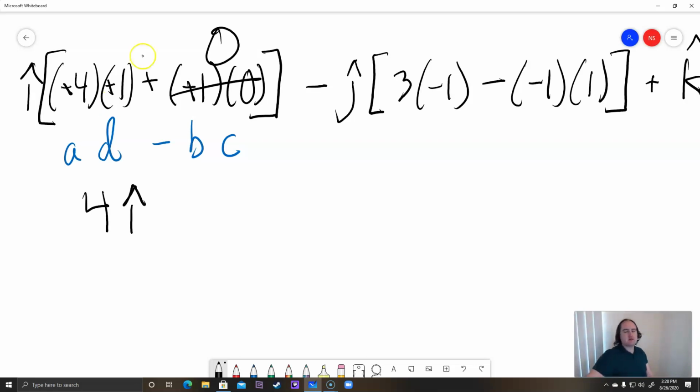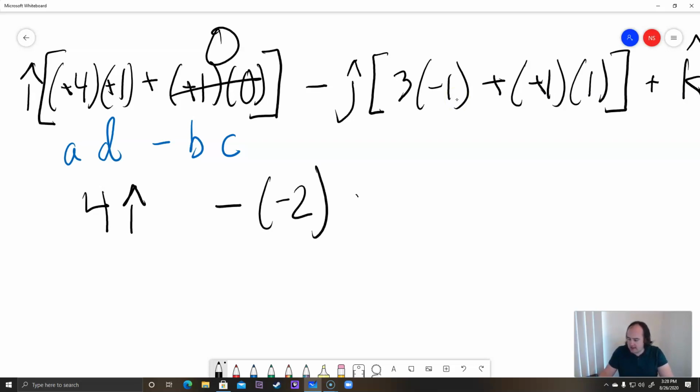And then for our second determinant, these two minuses cancel out and become a plus. So we get negative 3 plus 1, which is negative 2. So we have minus negative 2j for the second component, right? Because this is going to be a negative 3 plus 1, which is negative 2, but there's a minus out front because the signs alternate for your cofactors, for your i, your j, and your k. You always put a minus in front of the second one.